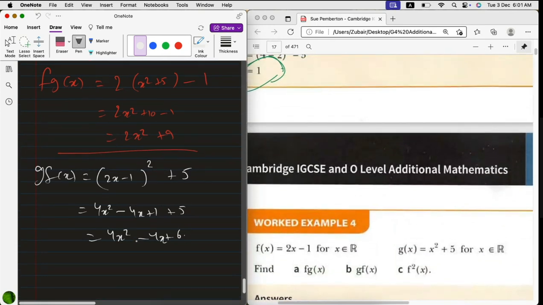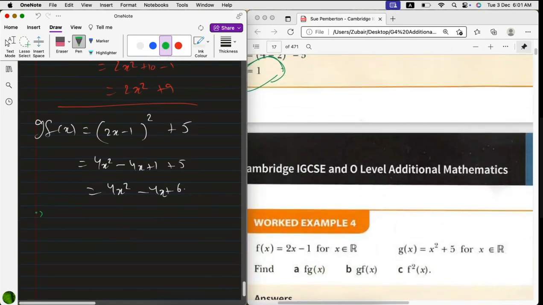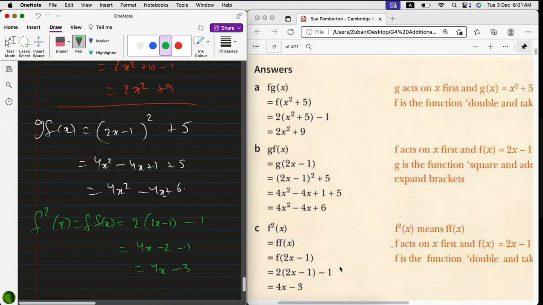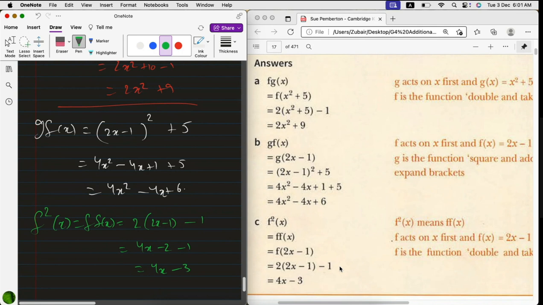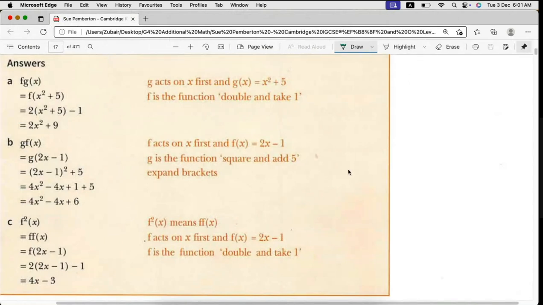And the third one is f squared x, which is basically f(f(x)). So 2 bracket 2x minus 1 minus 1. 4x minus 2 minus 1. 4x minus 3. So these are composite functions. Every other thing would remain the same as what we've done in the first exercise, range, domain. The concepts are the same.